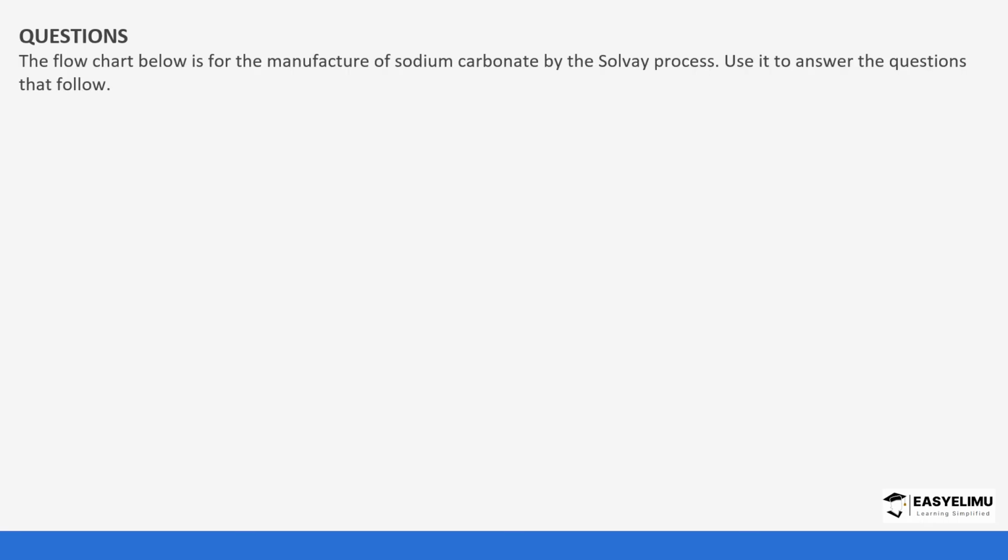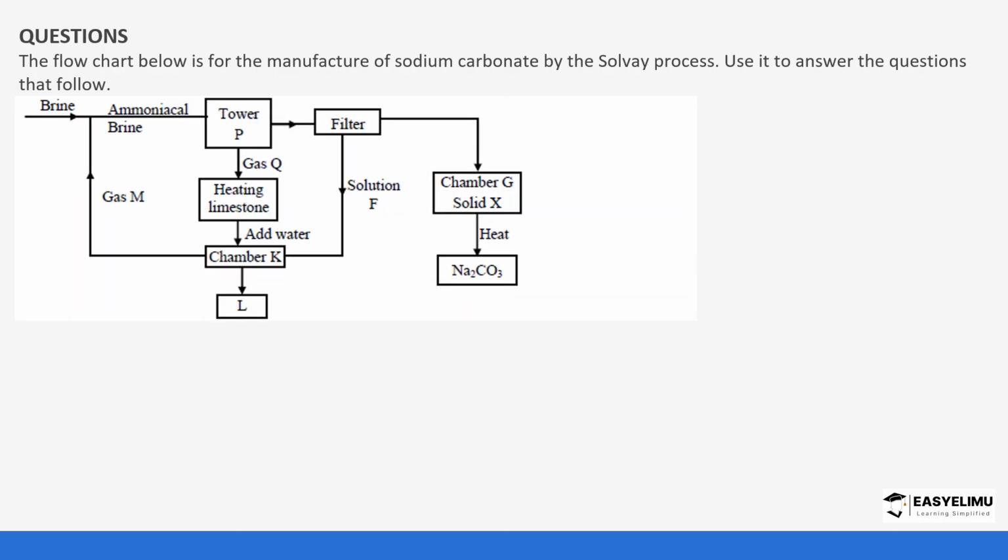So let's tackle one question on the Solvay process. The flowchart below is for the manufacture of sodium carbonate by the Solvay process. Use it to answer the questions that follow. So we have the brine. We can look at the flowchart. The brine, which is sodium chloride, mixes with the gas M to form ammoniacal brine. So this tells us brine is mixing with ammonia, so this is ammonia.